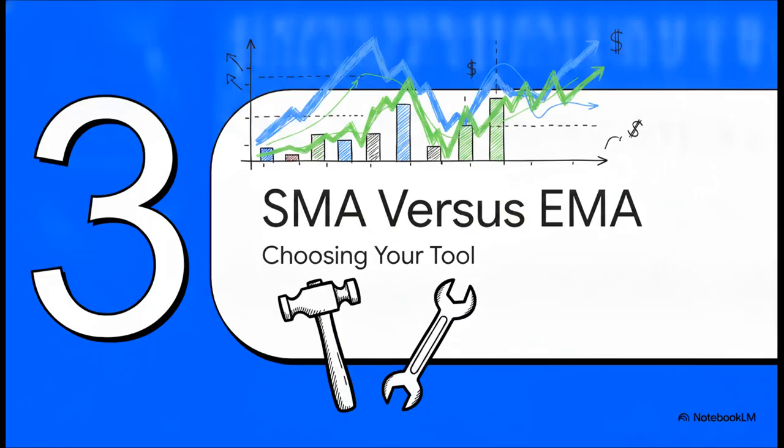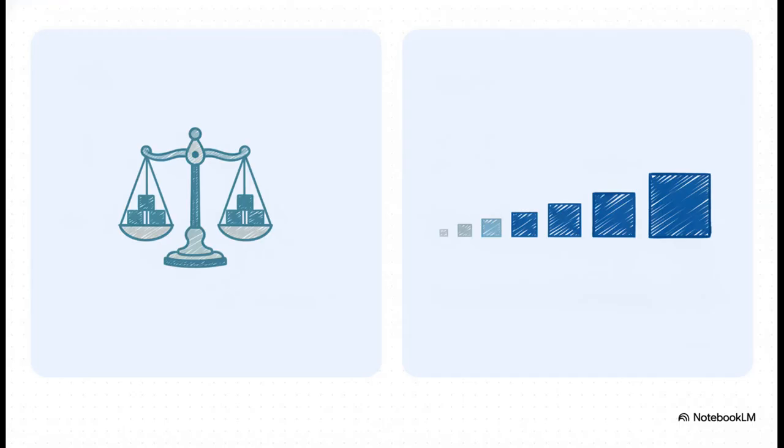Moving on to Section 3, SMA versus EMA explained, and choosing your tool. When you fire up your charting platform, you're immediately going to see two main types of moving averages. First up is the simple moving average, or SMA. Think of the SMA like a balanced class average score in school. Every single day in your selected time frame carries the exact same weight. On the flip side, we have the exponential moving average, the EMA. Think of this one more like a recent performance review at work. What you did yesterday matters a whole lot more than what you did 10 days ago. The EMA is mathematically weighted to be way more sensitive to what the price is doing right this very second.